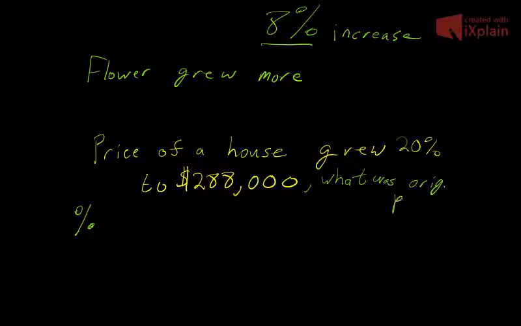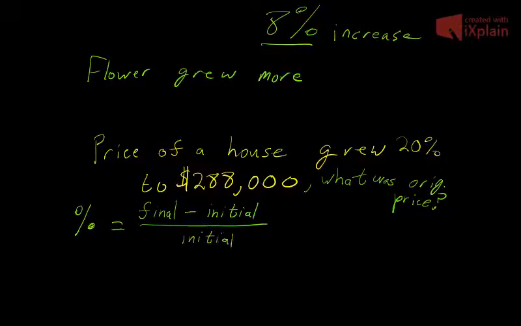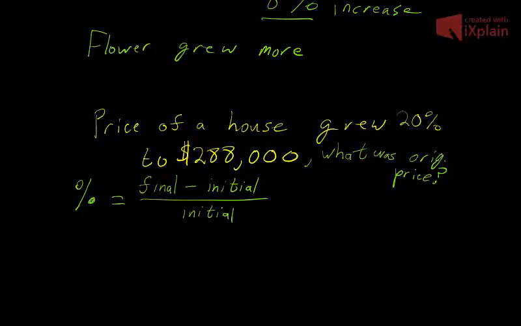original price. And my formula is that the percent change is going to be equal to the final minus the initial divided by the initial. And I know that this grew 20% to $288,000. So what this means is my percent over here is 20%, which is going to be 2/10 or 1/5.